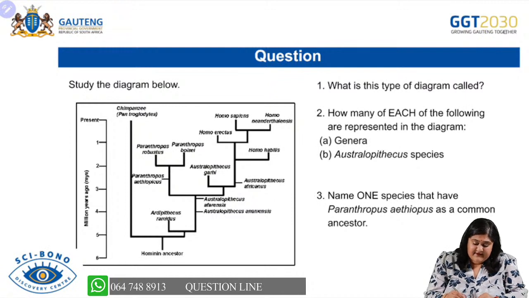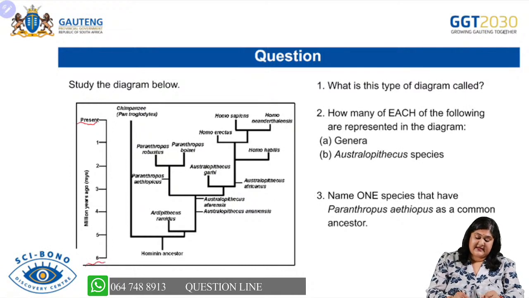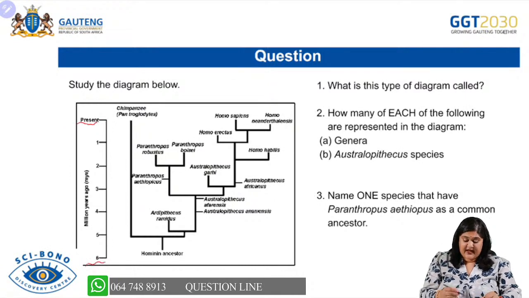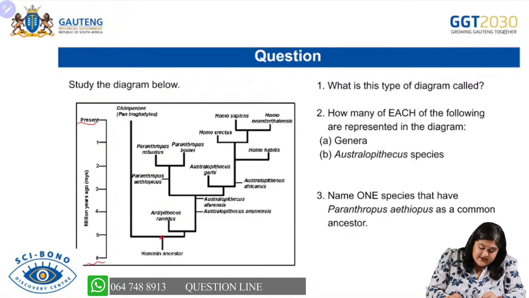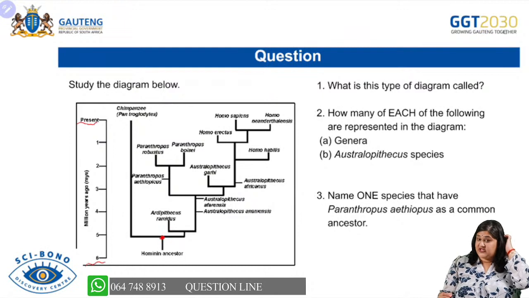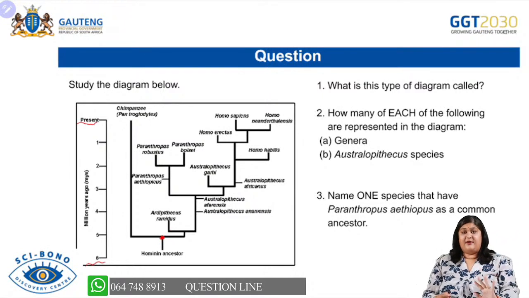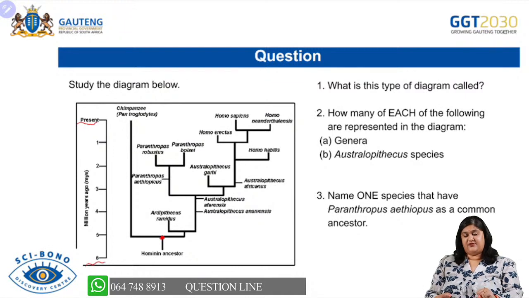So here we have the scale once again. I'm going to draw your attention to present, and then 6 million years ago over there is the past. Okay, and then we have the hominin ancestor over here, at that point, and then we're starting off with our branching. That is basically what this diagram is telling us. Let's go through the questions. What is this type of diagram called? Once again, by now you should know it. Phylogenetic tree.